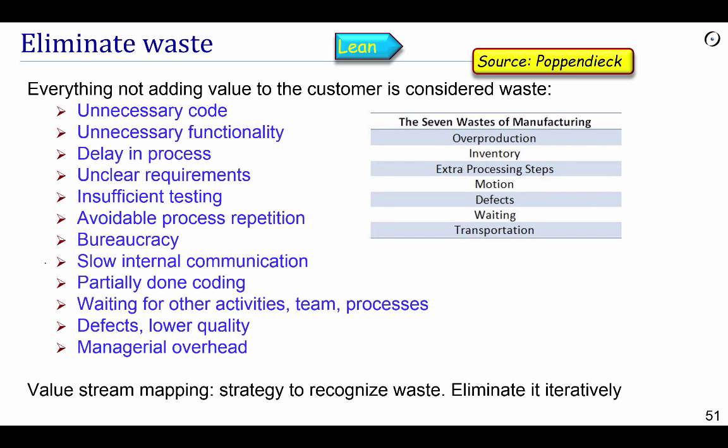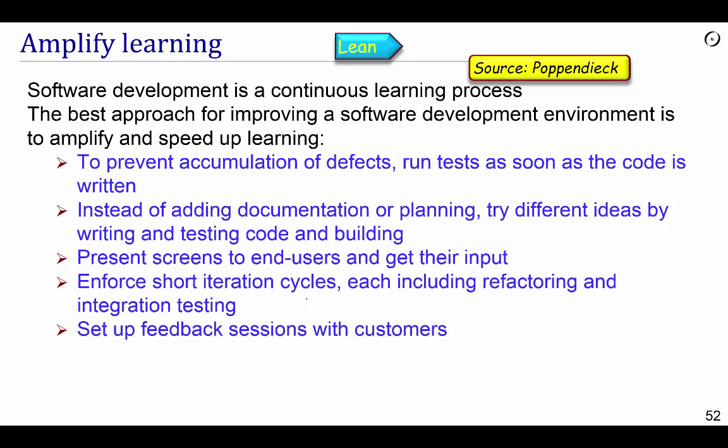Waiting for processes to finish, waiting for some other team or some other team member to complete his or her work, waiting for other activities, waiting for customers to tell you what you need to know from them. Bugs, of course, defects, lower quality, and anything managers do that instead of helping actually harms the process. So this is a quite useful checklist that you can keep to monitor your projects and make sure that they don't produce waste. Now the reverse of waste is learning.